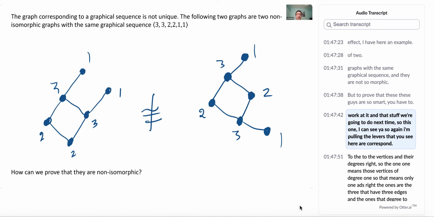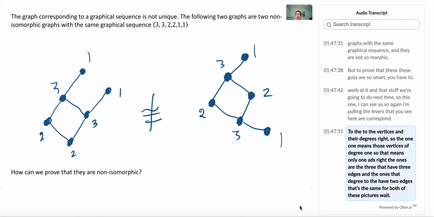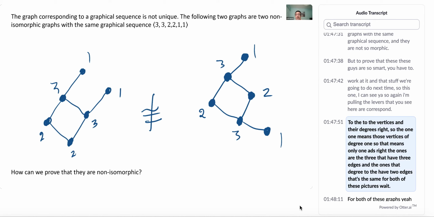So again, the labels that you see here correspond to the vertices and their degrees, right? So the 1, 1 means those vertices have degree 1, so that means only one edge, right? The ones with degree 3 have 3 edges, and the ones with degree 2 have 2 edges. That's the same for both of these pictures, right? For both of these graphs.